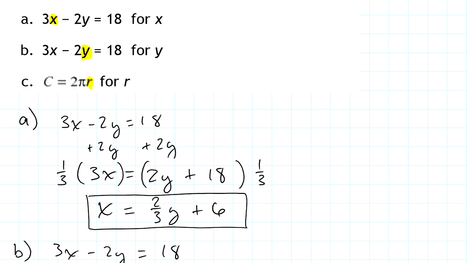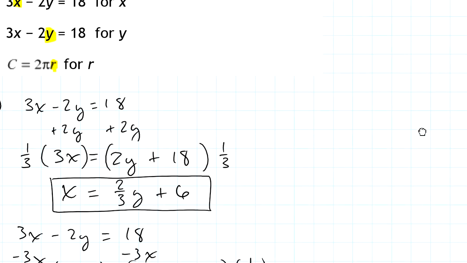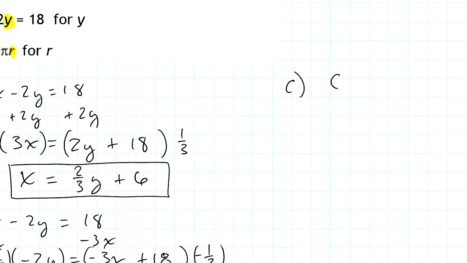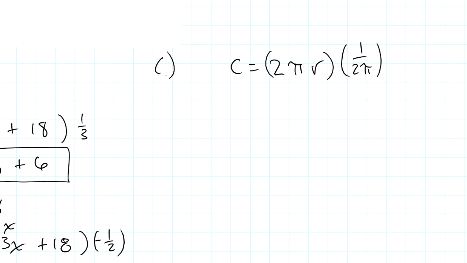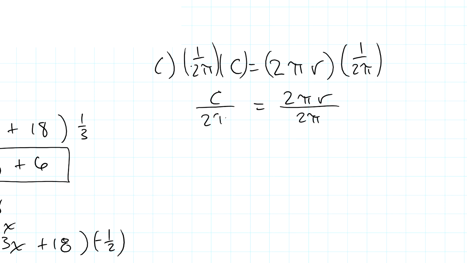If I solve this equation for r, I'm going to simply take the original equation. This is part C. Circumference equals 2 pi r. And I'm going to multiply both sides by 1 over 2 pi. I'm going to multiply this side also by 1 over 2 pi. I'll write this step out so you can see it. On the right hand side, I have 2 times pi times the radius, and I'm multiplying it by 1 over 2 pi, so I get 2 pi there. On the other side, I get C over 2 pi.